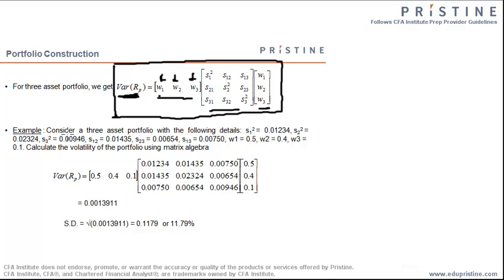Let us take up an example to understand this better. You've been given a 3 asset portfolio with the following details: S1 square, S2 square, and all other values that are required in the matrix have been given here. We need to calculate the volatility of the portfolio using matrix algebra. It must be remembered that volatility is the same as the variance of the returns, so we are required to calculate the variance of the portfolio return.